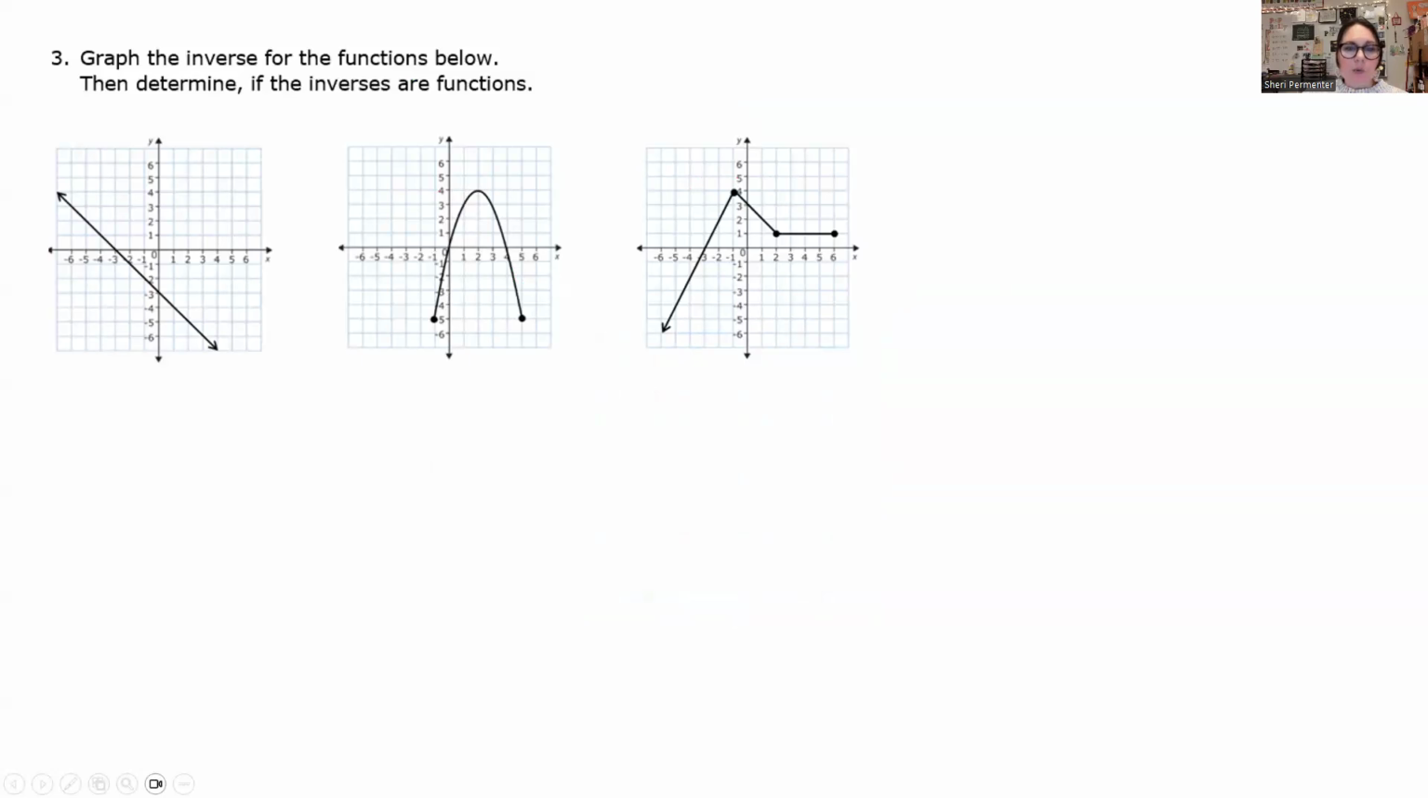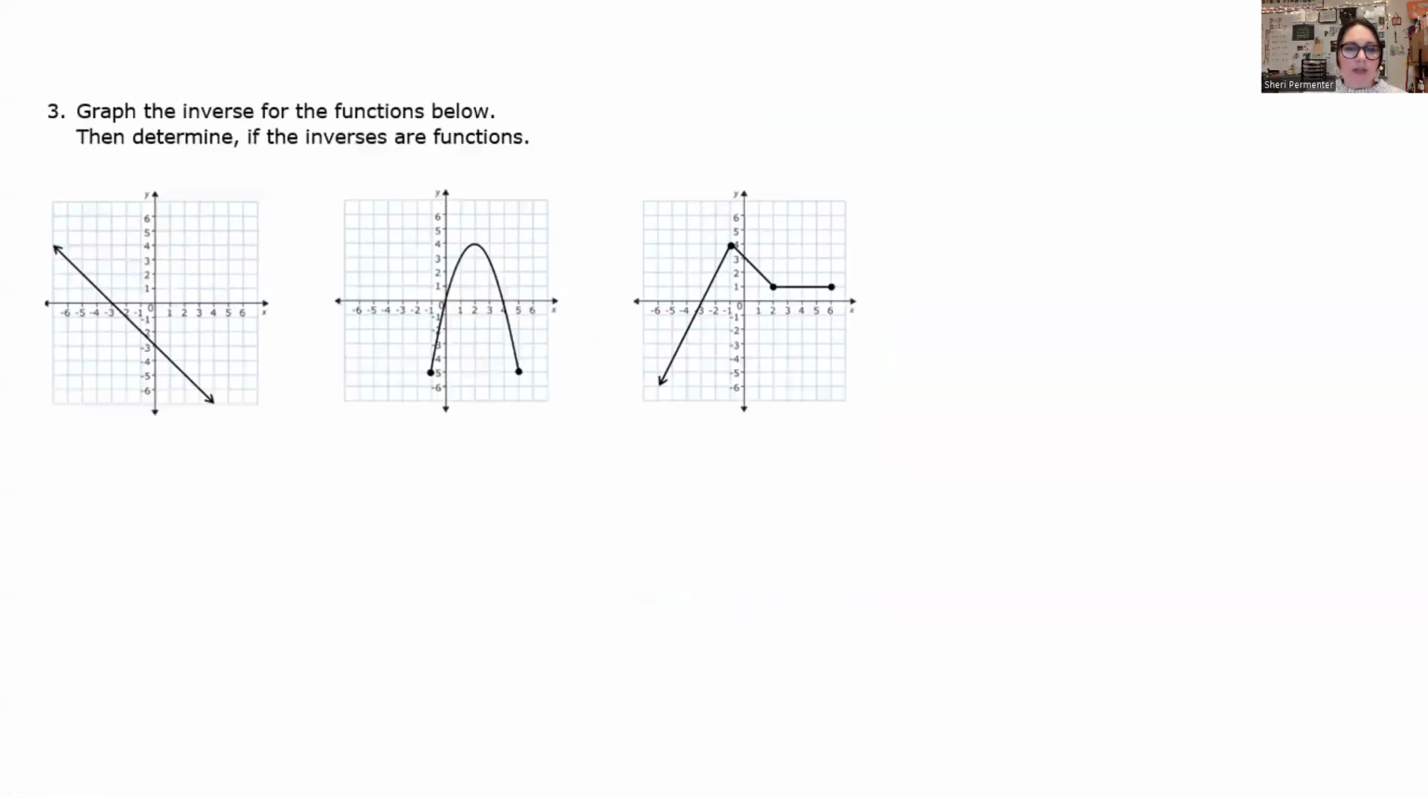All right, moving on. The next question says to graph the inverse for the functions below. All three of these are functions because they pass the vertical line test. If I run a pen through this, it doesn't have any repeating X values. Same thing here, no repeating X values. So pretty much U's are okay, V's are okay. What's not okay for a function is that it can't overlap itself, so it can't look like a C.